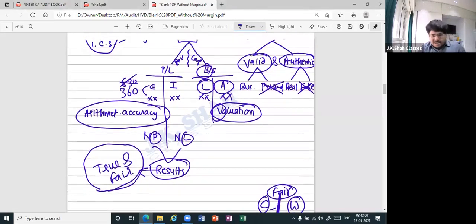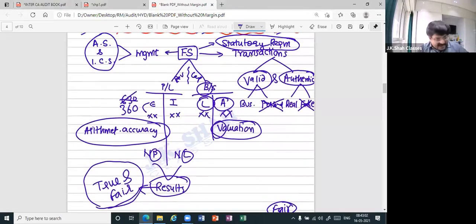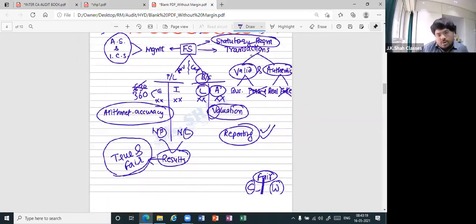Now, my simple question. All of this, whatever I told you, at the end, can I say the auditor has to do the reporting to the appropriate authority? Shareholders for a company, trustees for a trust, members for a cooperative society. So all this the auditor has to report. So these are the areas that the auditor has to check whether they are proper or not.